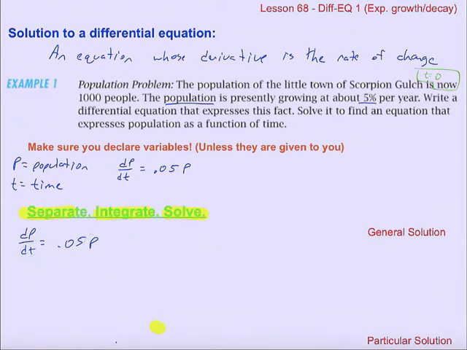We'll do that just by the same manipulation we always use on equations. We'll multiply both sides by dt, and divide both sides by p. What we'll end up with is dp over p equals 0.05 dt. So we have separated the variables. That is a big deal.